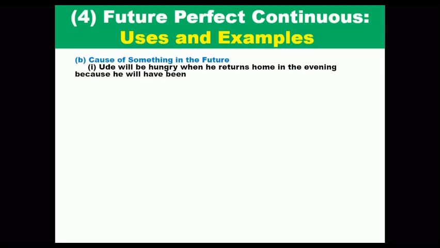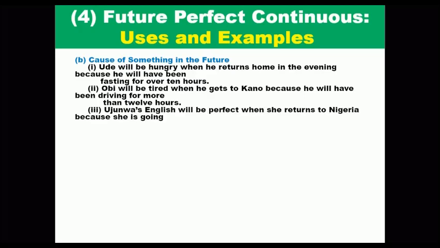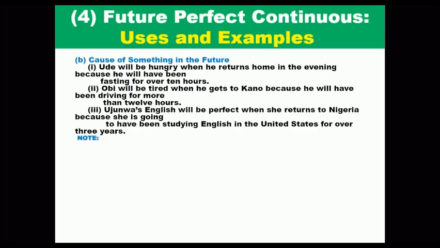Ude will be hungry when he returns home in the evening. Why? Because he will have been fasting for over 10 hours. You see? Obi will be tired when he gets to Kano. Why? Because he will have been driving for more than 12 hours. Ujunwa's English will be perfect when she returns to Nigeria because she is going to have been studying English in the United States for over 3 years.